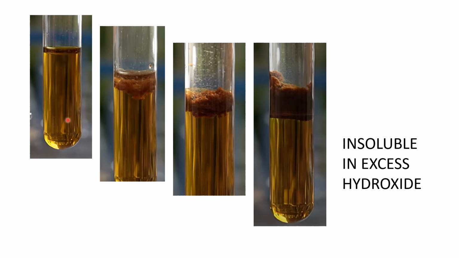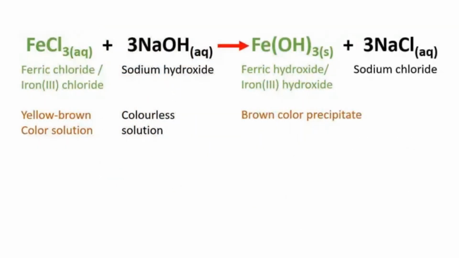Okay, so when you have ferric chloride added with sodium hydroxide, okay, it will produce an insoluble product, ferric hydroxide, which is a weak base. Okay, this is the reaction. We start with ferric chloride, a yellow-brown solution, added with sodium hydroxide, which is a colorless solution. It produces a brown color precipitate, ferric hydroxide, and the other product is sodium chloride.